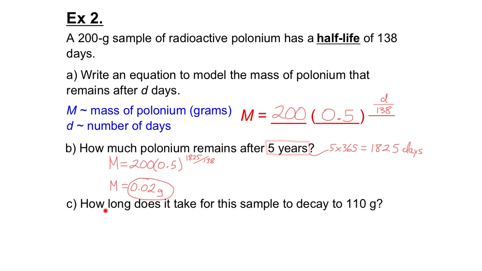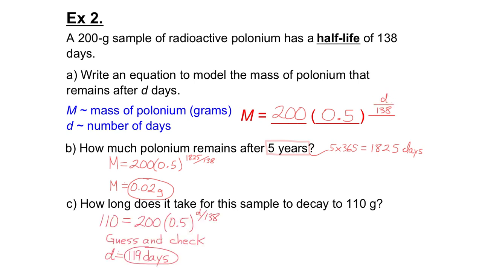Part C, how long does it take for this sample to decay to 110 grams? That's the mass. How long does it take? We're figuring out what D is. So here's the equation. I'm trying to solve for D. I'm going to use guess and check. I end up with about 119 days. So it takes about 119 days for my 200 gram sample to decay to 110 grams.